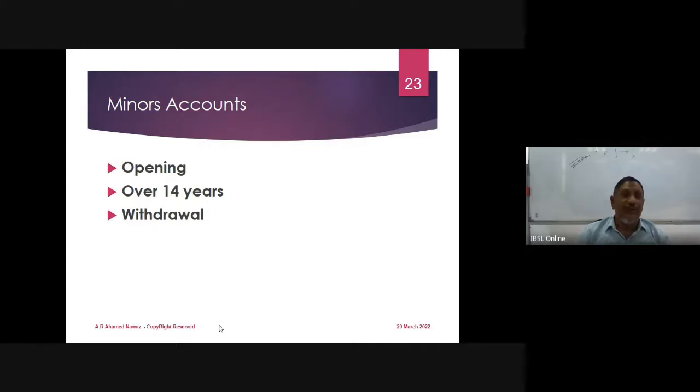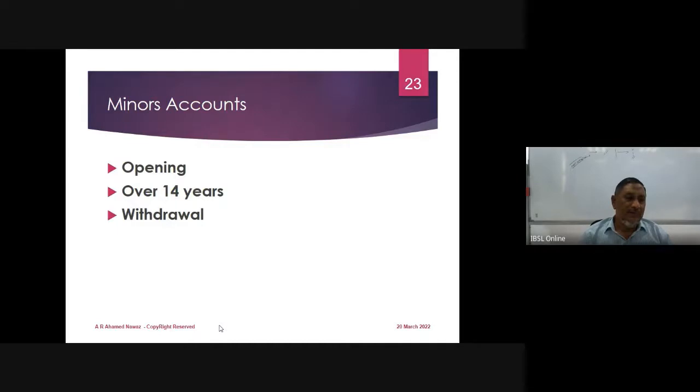Right. Now it comes to the controversial issues. Most of you have this question in the mind, though you didn't ask it. Now I told you that minors do not have contractual capacity. Below 18, minors can't open accounts. But we are having minors accounts. What are these minors accounts? How to open these accounts? And how to operate them?